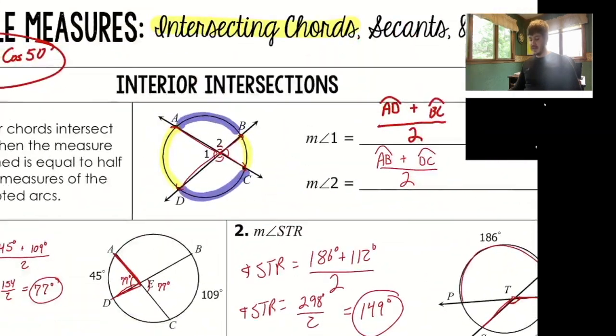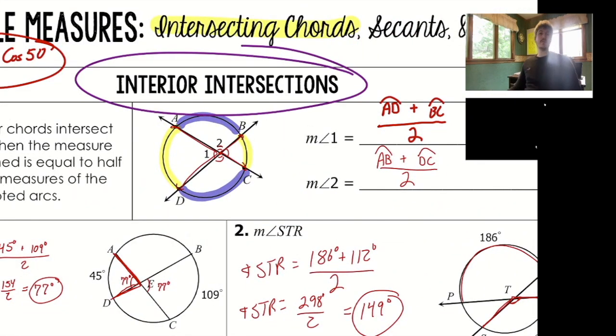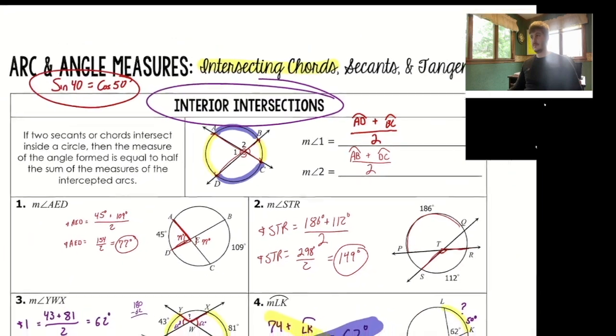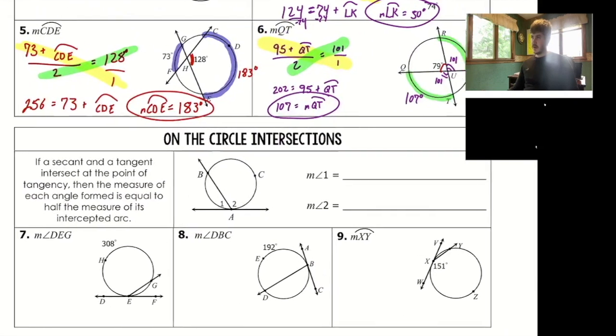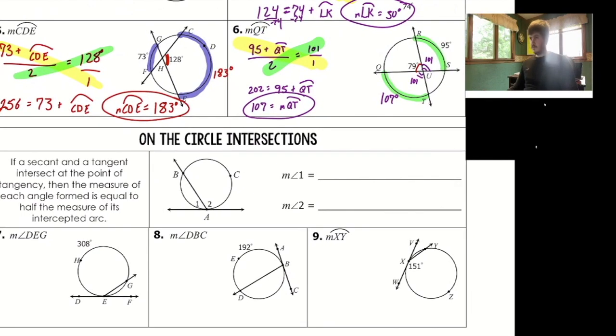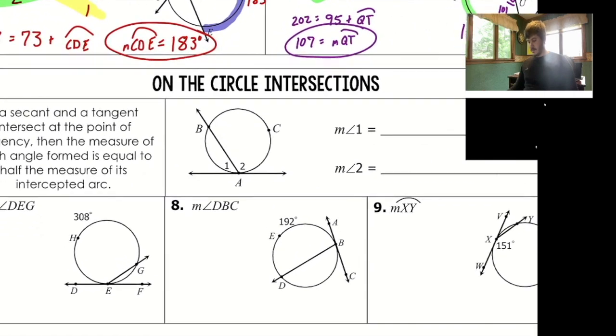And that is interior intersections. That is interior intersections, when the angle is inside the circle. Now we're going to jump to a new rule, which are called on the circle intersections.